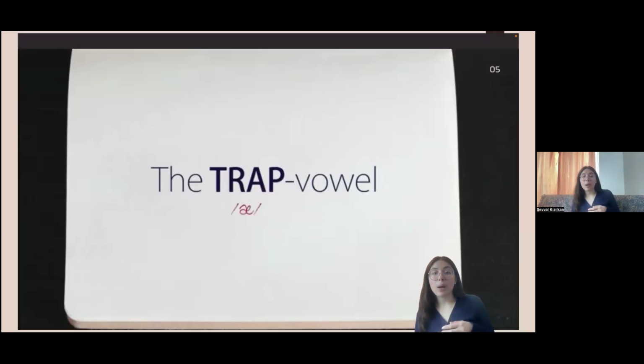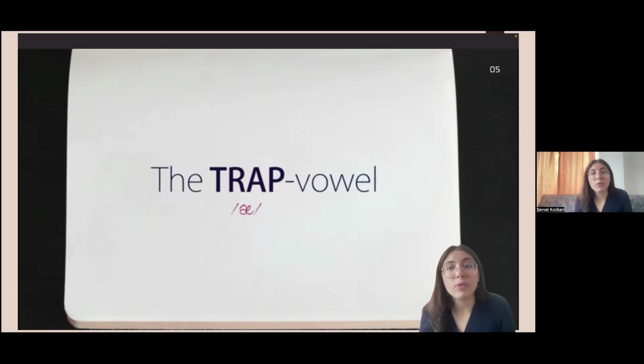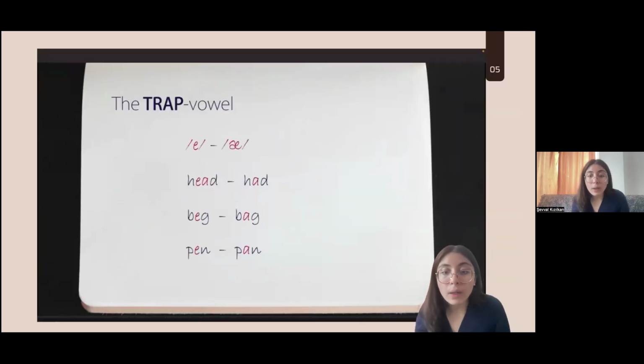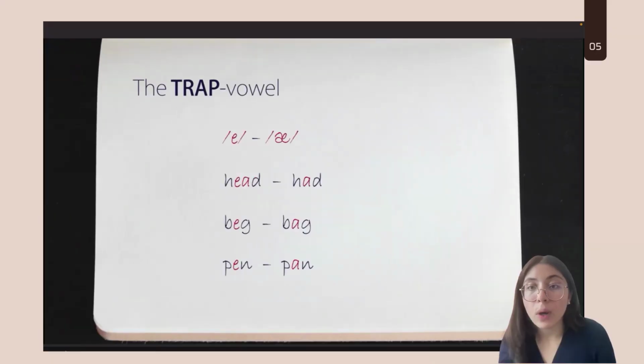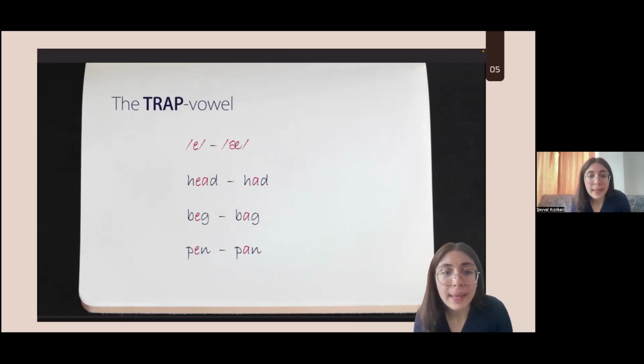Now we're going to look at the trap vowel. This is the sound that you see, and we have the dress vowel. The dress vowel is e. I'm curious, can I use a pencil?